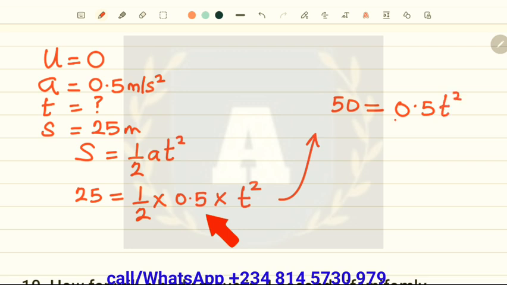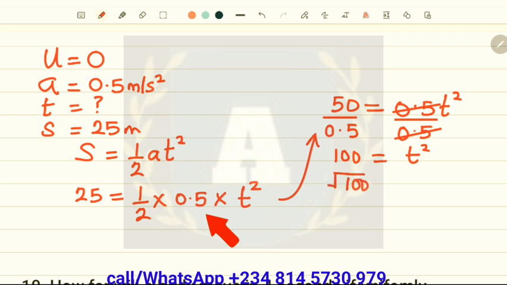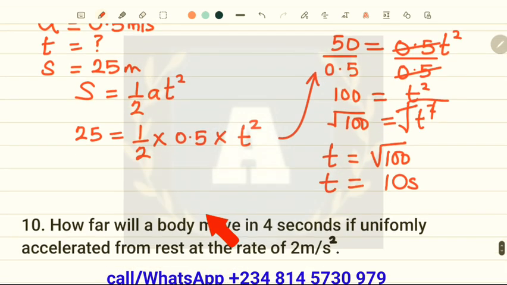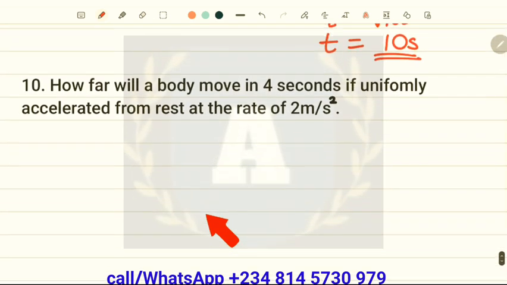So you divide both sides by 0.5. So this cancels out this. 50 divided by 0.5, that is 100, equal to t squared. So you can now square root both sides. Square root of 100 and then square root of t squared. The square root cancels the square. Then you have t equal to the square root of 100, and the square root of 100 is 10. That is 10 seconds, as the answer. Okay, so we have another question.